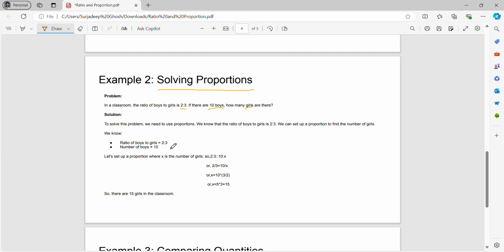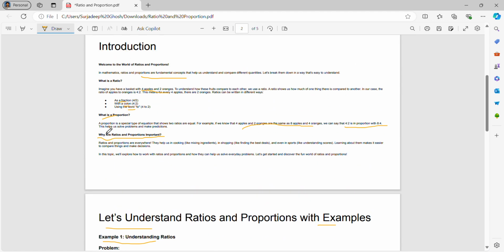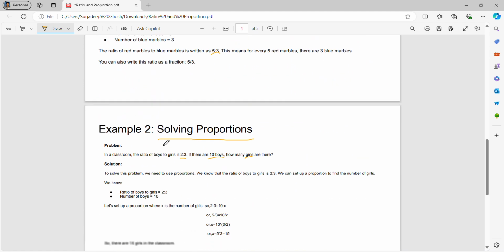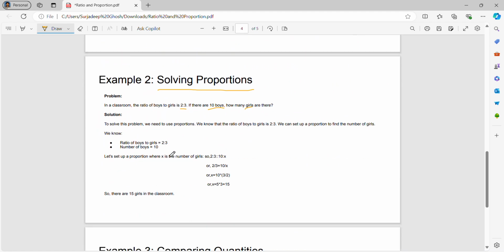We learned in the previous slides what proportion is, so we use those theoretical things. Here the given ratio of boys to girls is 2 is to 3, and the number of boys is 10. So we can assume the number of girls is x. Like a proportion, we can write 2 is to 3 proportional to 10 is to x.